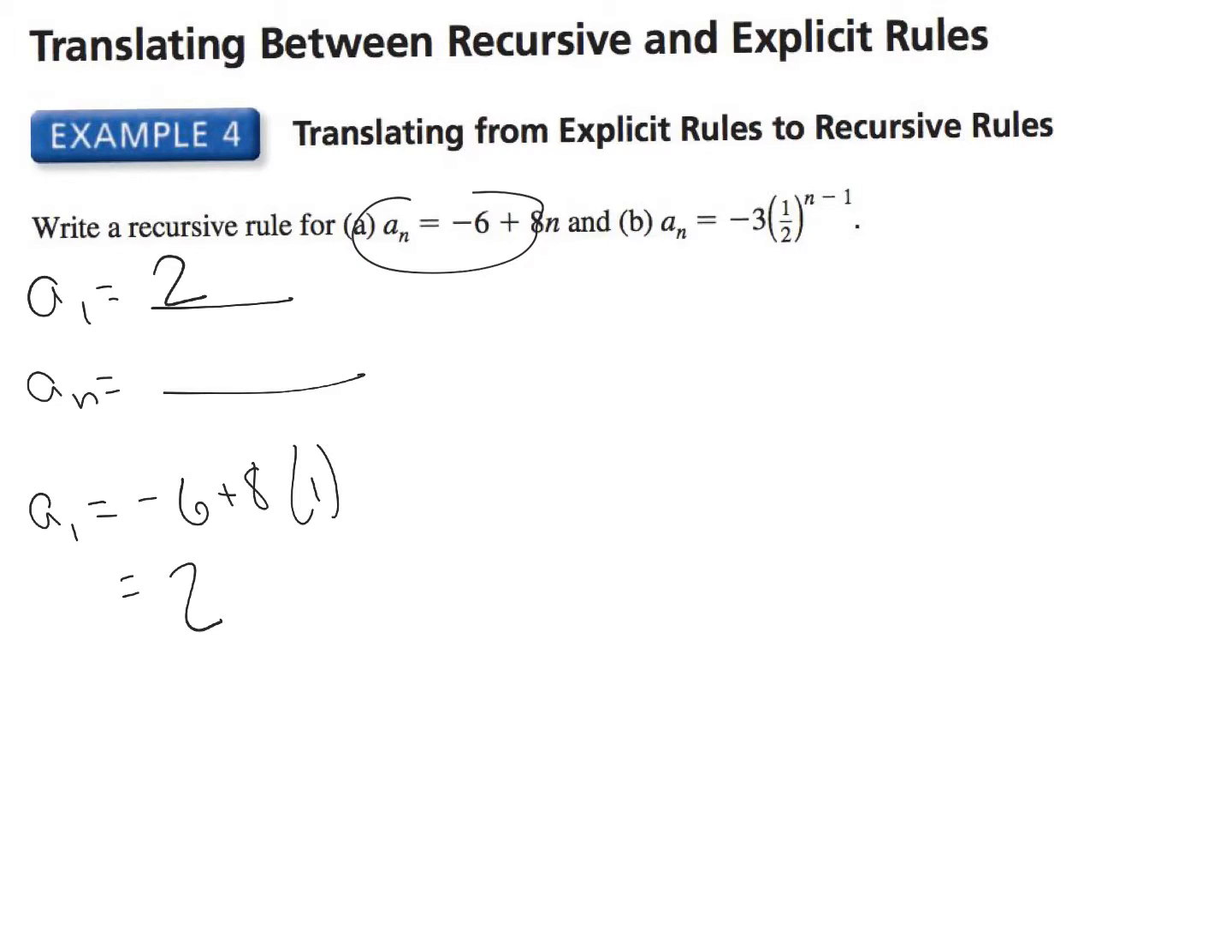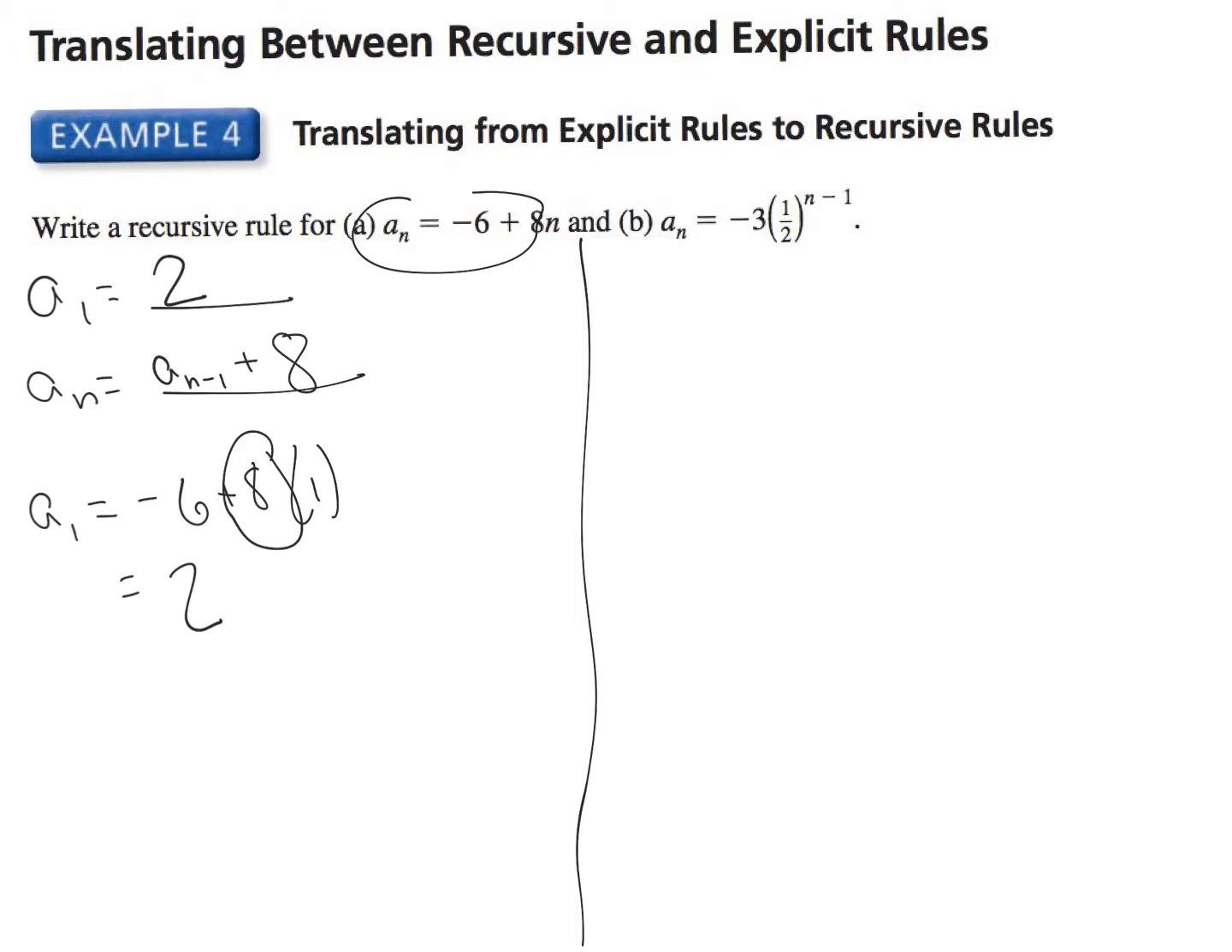And now we find our a of n by saying it's our a of n minus 1 plus our common difference. Our common difference is d, which is 8. And that is how we go about writing our rule. Now you guys are probably looking at this and going, is this it? Yes, this is it. However, most people mess up and they put negative 6 instead of adding 8 because they see in the explicit rule what it looks like.